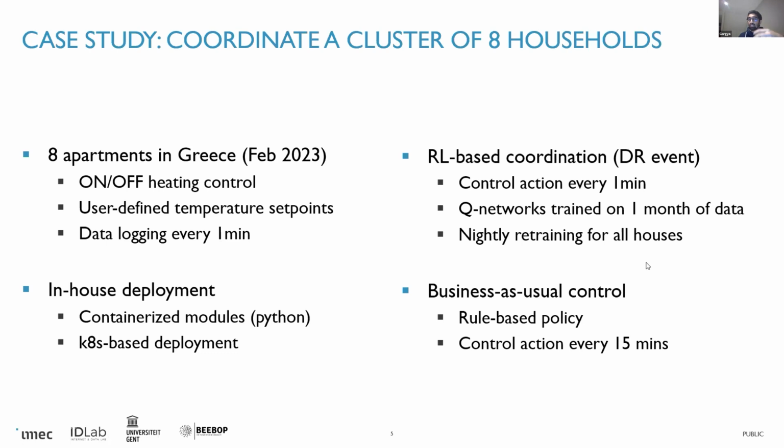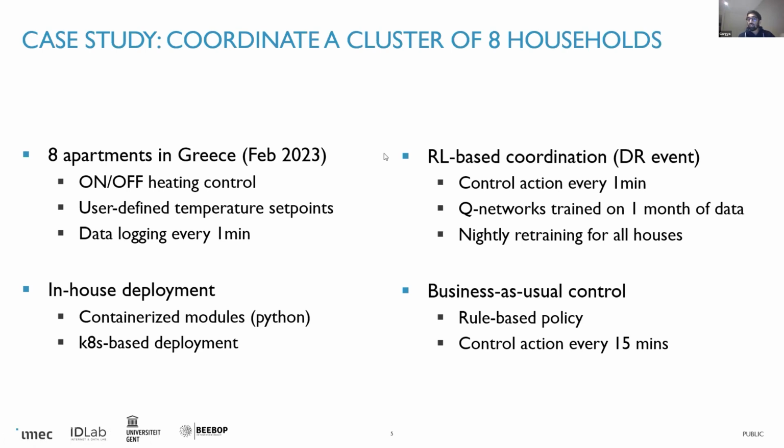And when this tracking signal was sent to the demand aggregator, the RL-based coordinator would switch on, which would start with calculating the advantage values for each household using the Q networks that were trained over 1 month of historical data. And then the PI controller can take actions on a 1 minute level. So it is a bit more useful in that closed loop sense of things.